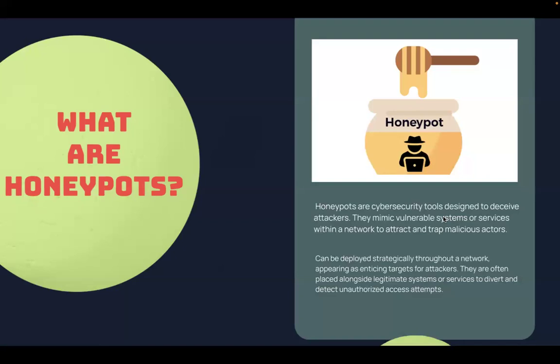Honeypots are vital tools in cyber deception, fooling attackers and draining their resources. There are two types: low interaction, which mimic specific services and are easier to set up but easier for attackers to spot, and high interaction, which are more complex but harder for attackers to detect.